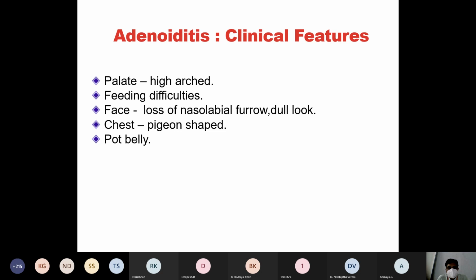Apart from this, there can be changes in the chest, such as a pigeon-shaped chest, and there can even be a pot belly. The same reason: because there is an obstruction to the airflow leading to high negative pressure and increased effort of respiration, that leads to the formation of the pigeon-shaped chest and the pot belly. Pigeon-shaped chest means there is an increased anterior-posterior diameter. Pot belly means protruding belly.